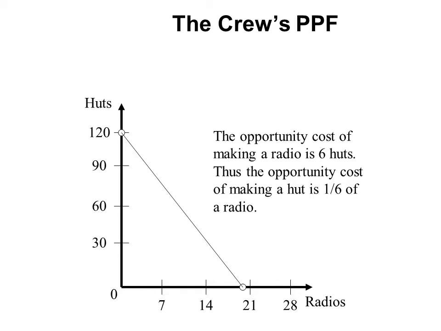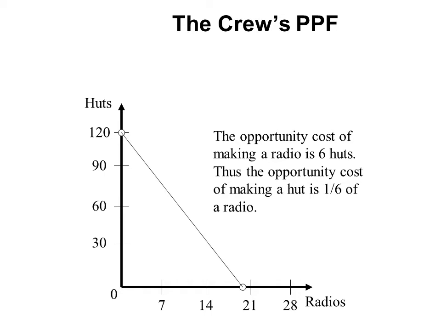The line also demonstrates the trade-off in costs. In other words, every time the crew wants another hut, they have to give up a radio. Every time they want a radio, they have to give up a hut. What is the cost involved with those choices?